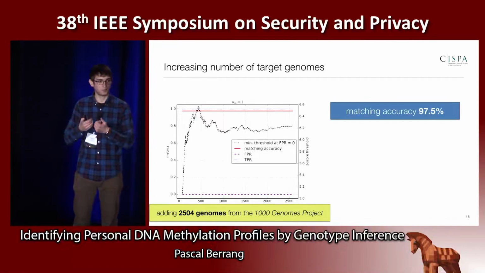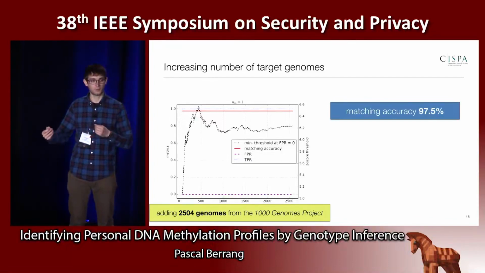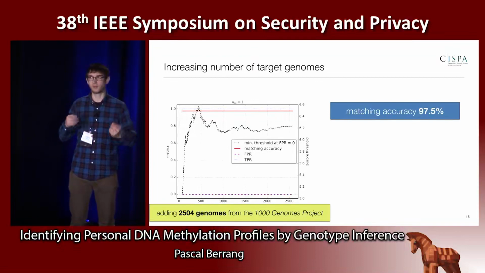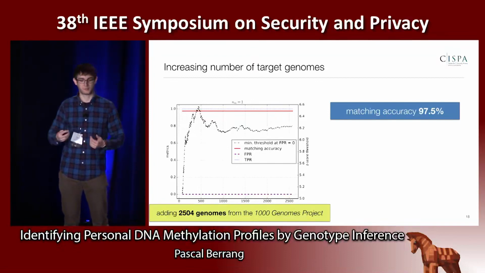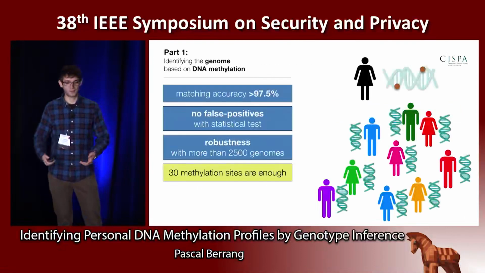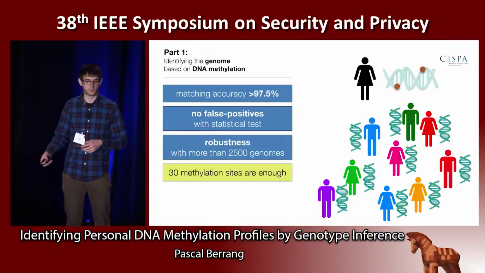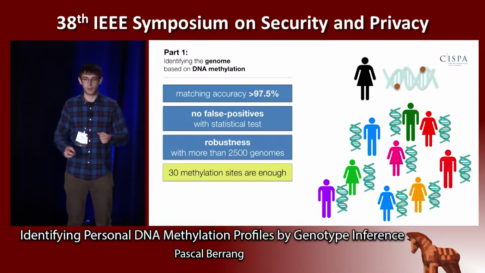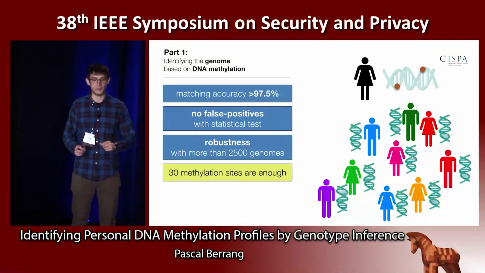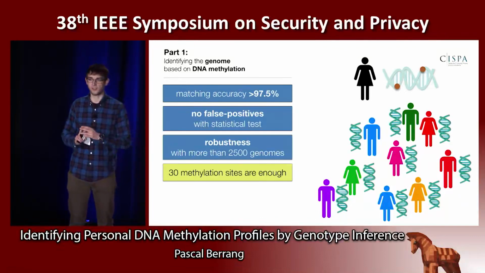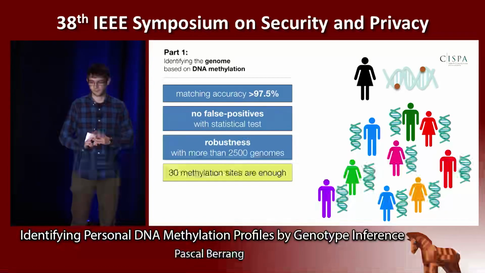That means we do not introduce any new genome that is closer to the actual genome, so we do not introduce any new genome that increases the match score. Okay, so in this first part of my talk, I have shown you that we are able to provide an attack against these two types of data, which already provides a fairly good matching accuracy without any statistical validation. Using the statistical validation, we are also able to remove all false positives. The attack is really robust, and also what I haven't shown you, but want to mention, is that 30 of those methylation positions are already enough to carry out this attack with such a high success.